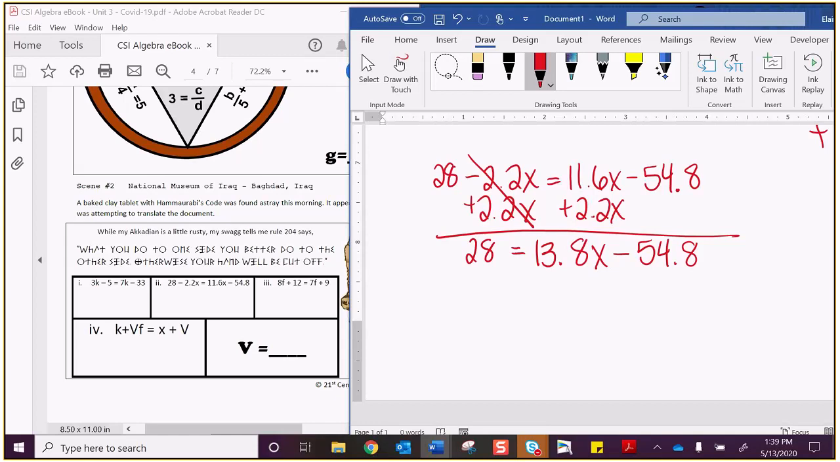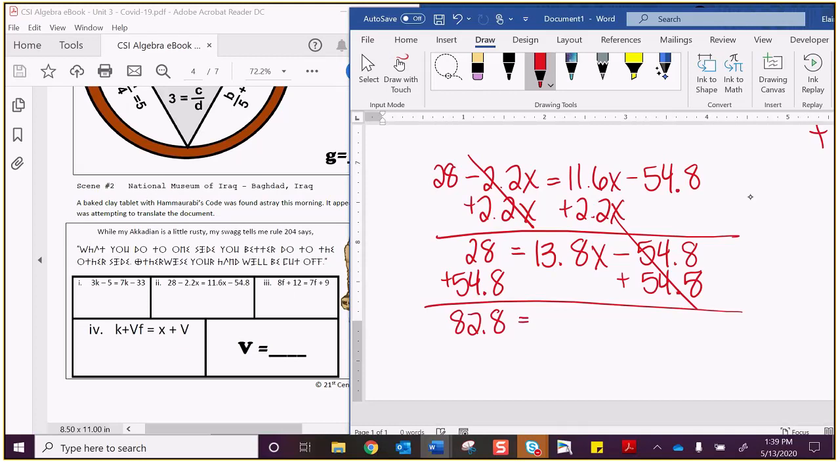Now we have a 2-step equation. We have the variable on the right side, there's something being multiplied, and we have something being subtracted. Remember, you undo addition and subtraction first. So we're going to add 54.8 to both sides. So 28 plus 54.8 is 82.8, and that equals this 13.8x.